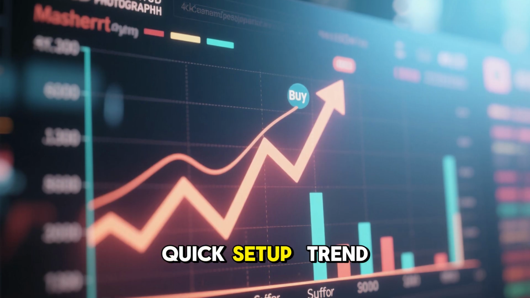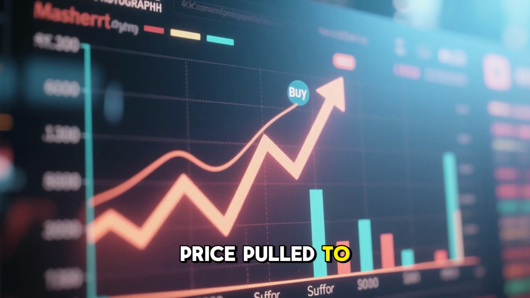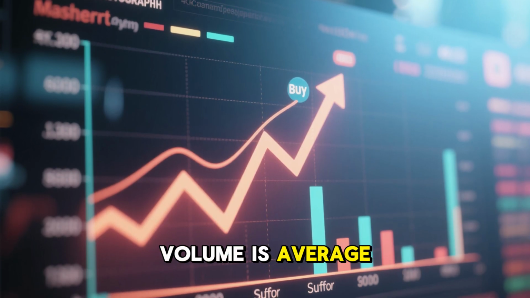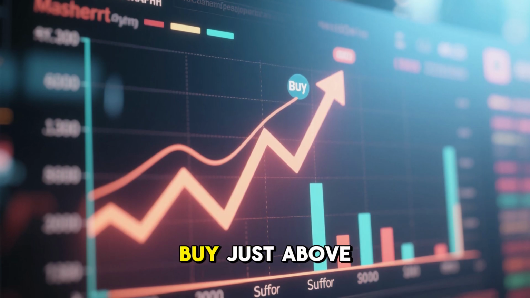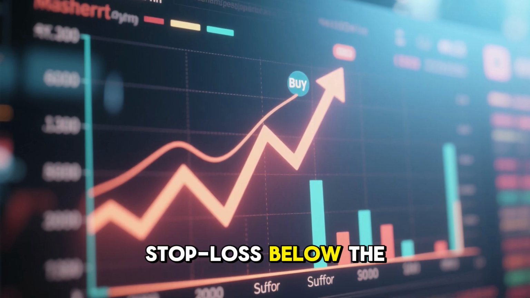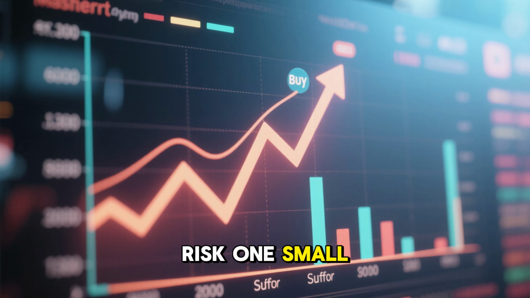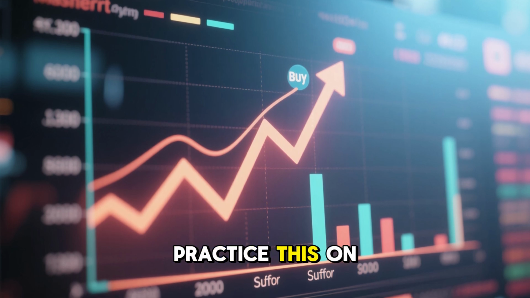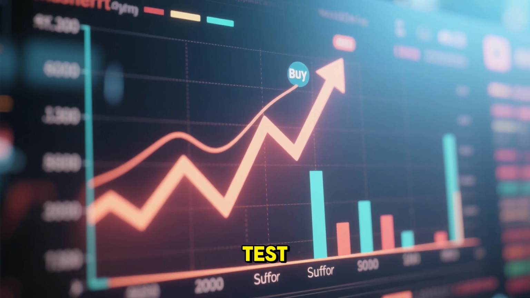Let's read a quick setup. Trend is up, price pulled to a support level, volume is average. Plan: place a small limit buy just above support and set a stop loss below the swing low. Risk 1 small % of your account. Practice this on paper first or with a tiny real test.